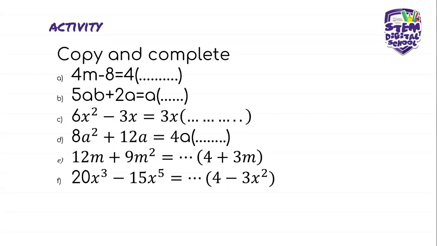And then we also have 5ab plus 2a is equal to a into, and then 6x squared minus 3x, then 8a squared plus 12a, and then this is equal to 4a into, and the last one, but not least, 20x cubed minus 15x to the power 5. Can we calculate this?